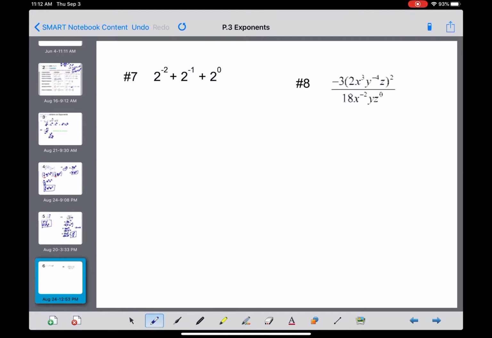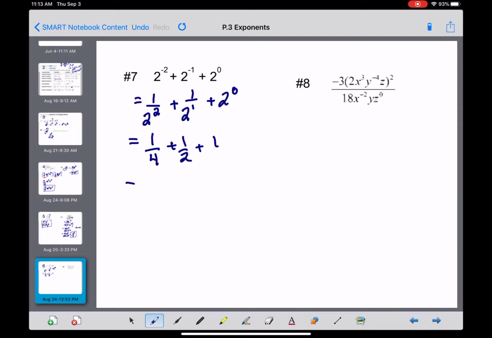Okay, and then number 7. Notice all the bases are 2's. Same exponent rules are going to apply because the bases are the same. I'm going to make those negative exponents up here positive by putting them in the denominator. So I'm going to have 1 over 2 squared plus 1 over 2 to the first plus 2 to the 0. And now let's simplify. So this is 1/4 plus 1/2 plus 1, because 2 to the 0 is 1.